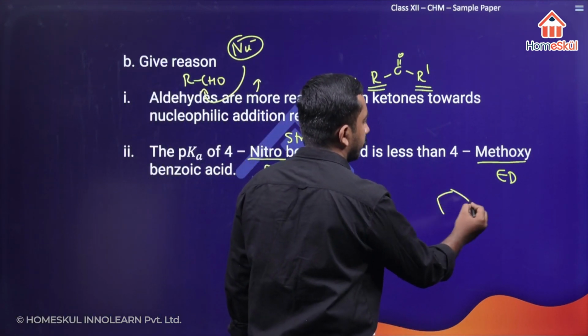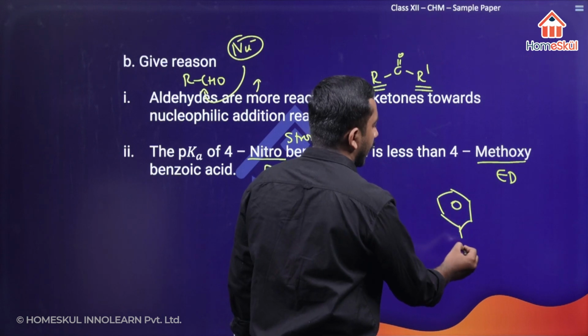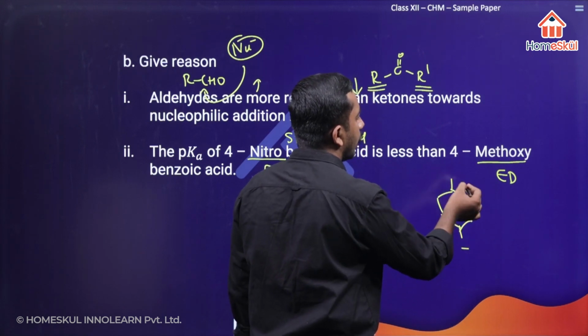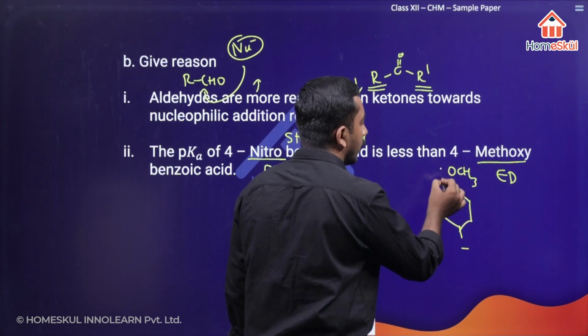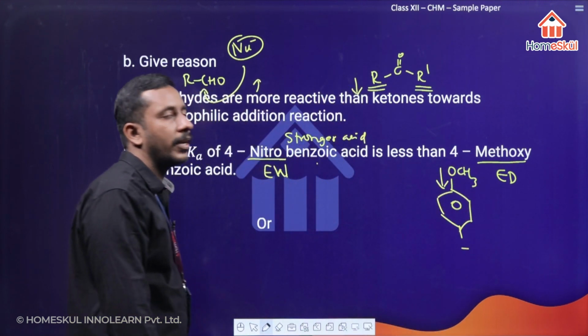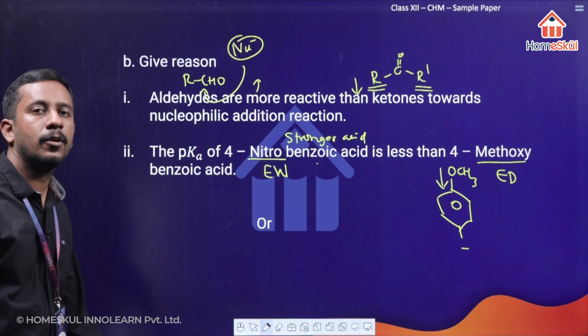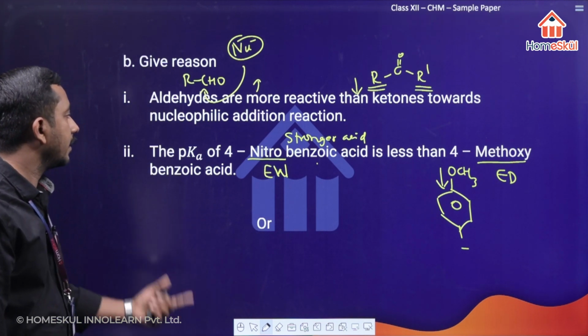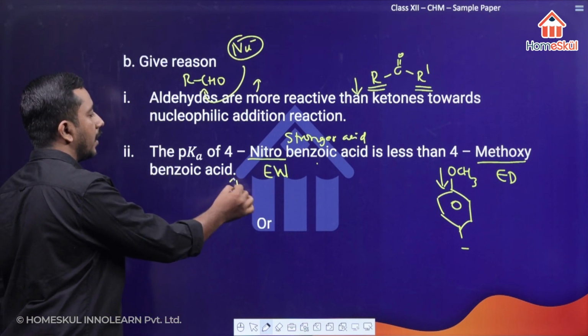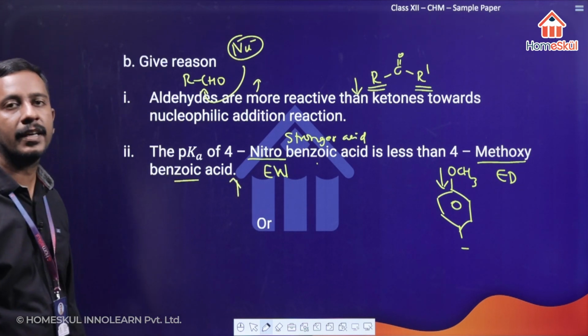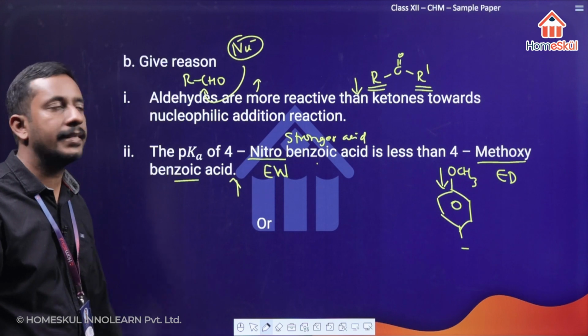In this case, the carboxylate anion that is formed will be made less stable by the presence of the methoxy group, because the methoxy group is an electron donating group, and hence the acidity of that compound will be lesser than the first compound, which means it will have a higher pKa value. The second compound will have a higher pKa value, which means it is less acidic.